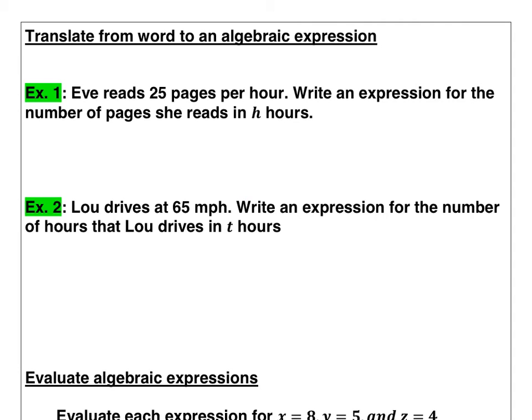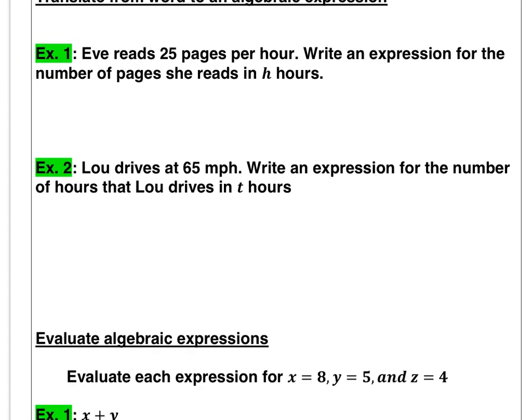So on this one we're going to translate from words into an algebraic expression. So let's look at the important parts of this. So read the whole thing through. Eve reads 25 pages per hour. Write an expression for the number of pages she reads in H hours. So the fact that she reads 25 pages per hour is important. That's a rate. 25 pages equals 1 hour of reading.